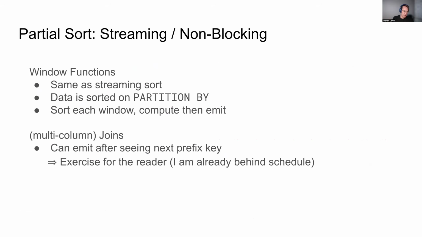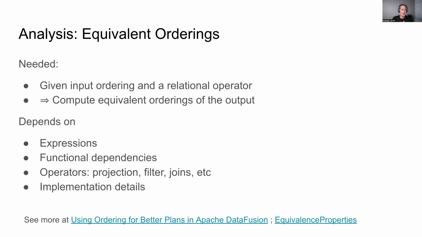Window functions and joins are basically the same story. I won't go through them again, but they're basically the same general pattern, right? You have to buffer more than you did in the fully ordered case, but you don't have to buffer the entire input. So that's better.